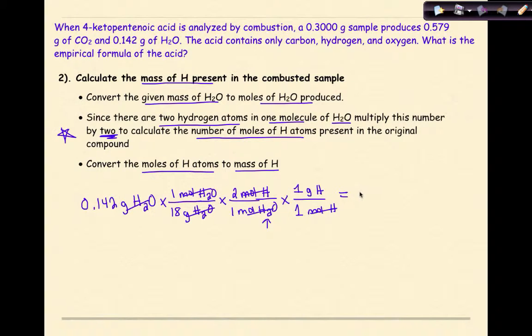And again, when I write my answer, which is going to be 0.01577 grams of hydrogen, I'm going out a bunch of decimal places. That's really, really important. I don't want to round at all at this point. Now let's go on to the next step.